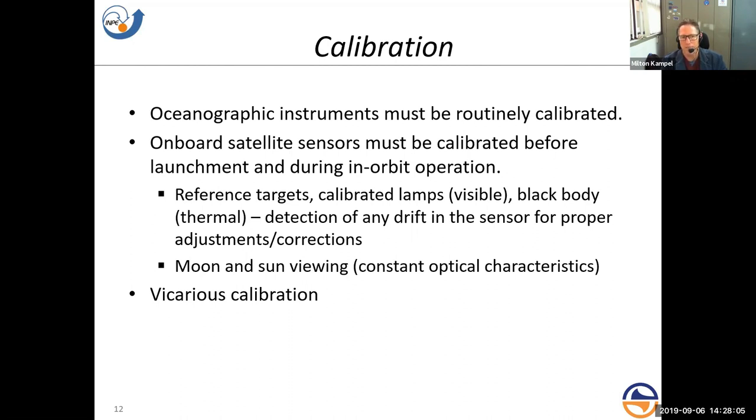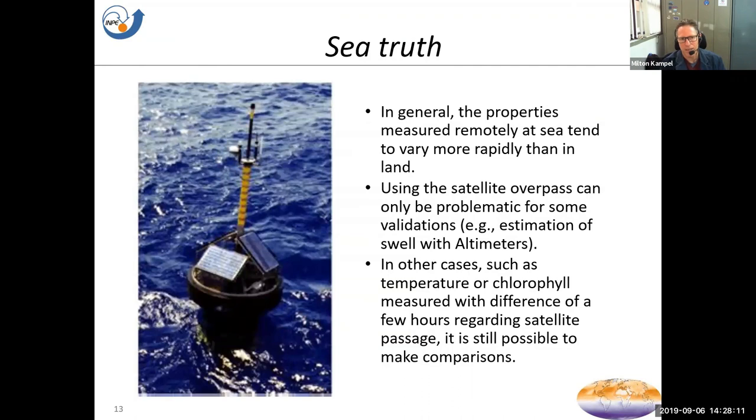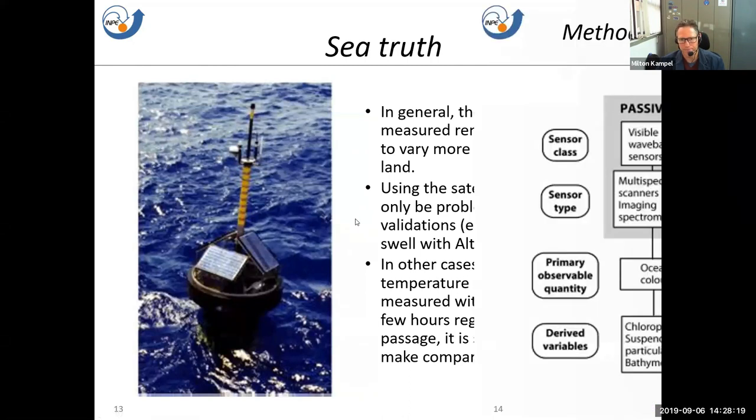But another important approach is vicarious calibration, which is the comparison of what you've been getting on board the satellites with in situ measurements. An example is using data from buoys such as MOBY and so on.